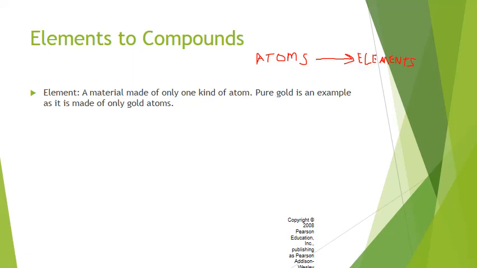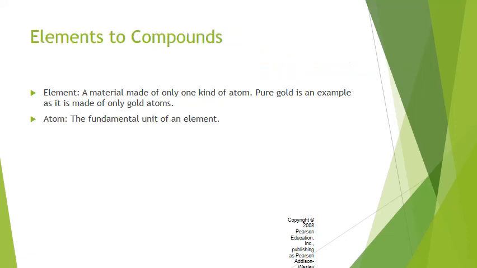Gold, a hunk of gold, what they call the macroscopic scale, something you can actually see or somehow sense. That amount of gold is actually made up of a lot of tiny, tiny little gold atoms. So it's the atoms that make up the elemental form. So the atoms of gold make up the macroscopic elemental form of gold.